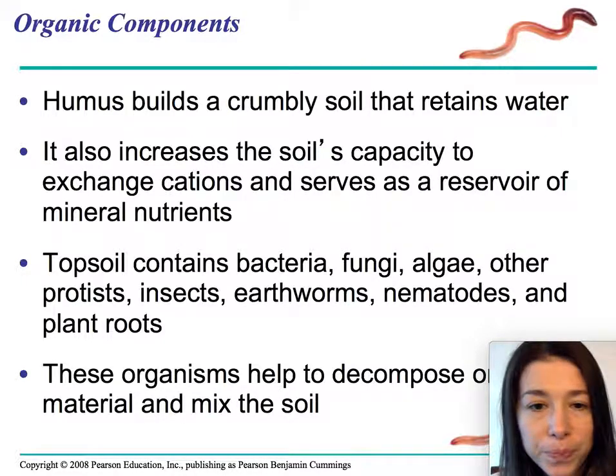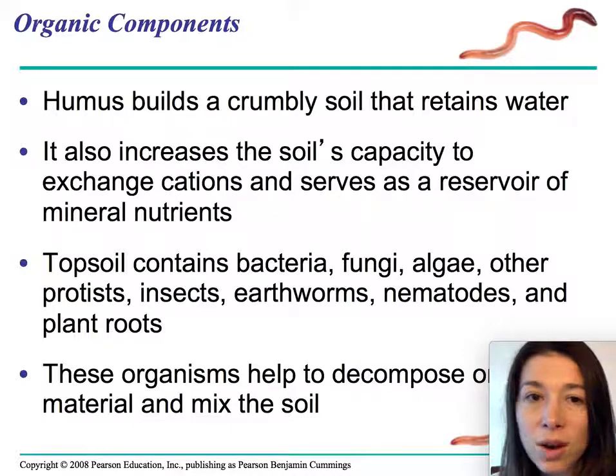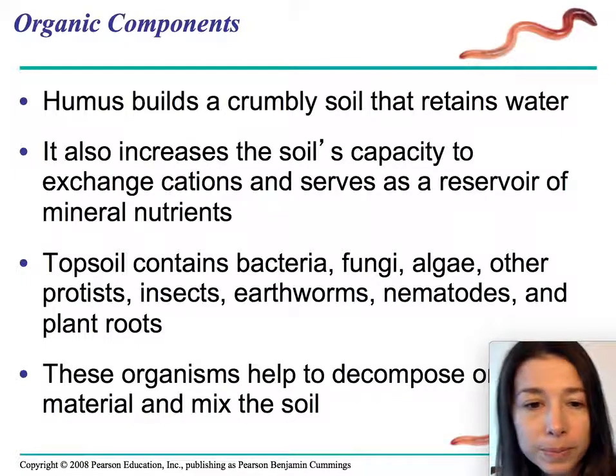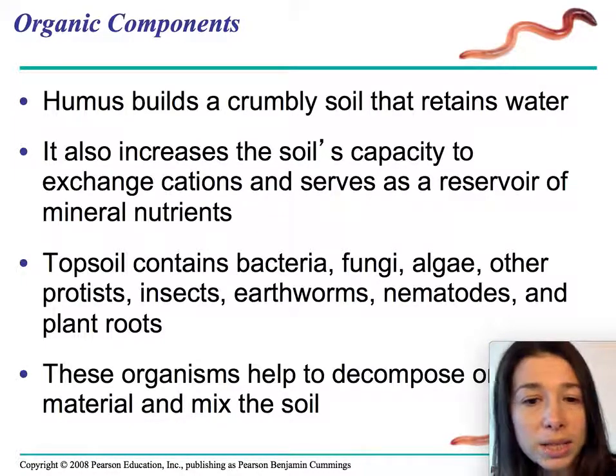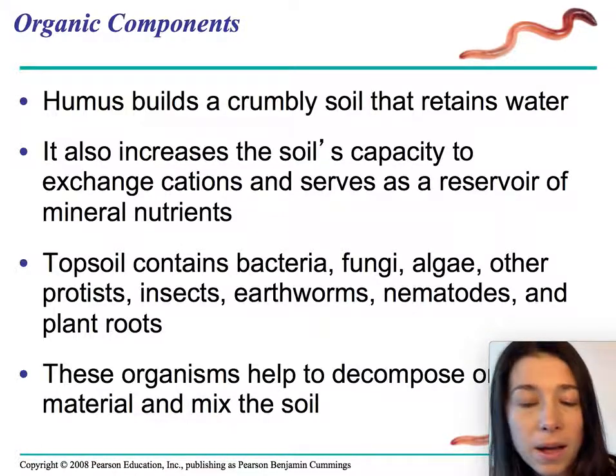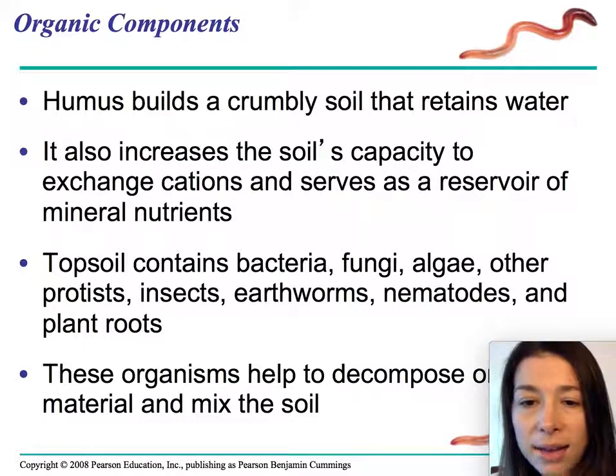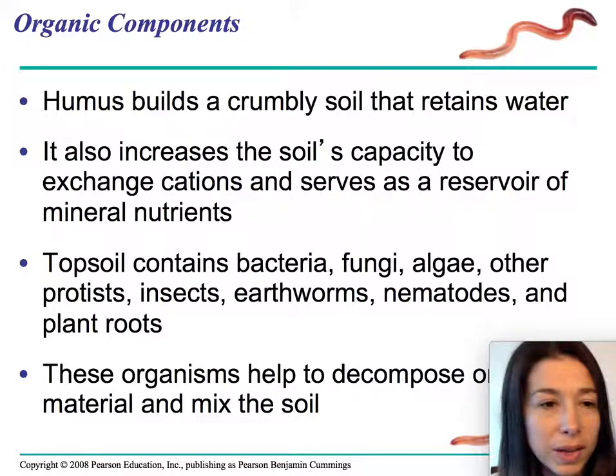Worms, such as the one in the picture there, bacteria, fungus or fungi, algae, any other single-cell organisms, insects, earthworms, other kinds of worms called nematodes, roots, these are all organic components of soil. So there's a thriving, rich ecosystem there underground. All of these organisms help decompose the organic material and mix the soil up, so they also introduce a lot of aeration and make sure that the earth is not too compact. And this is really important for plants to be happy in that top layer.